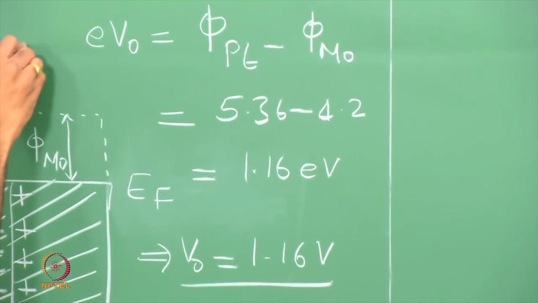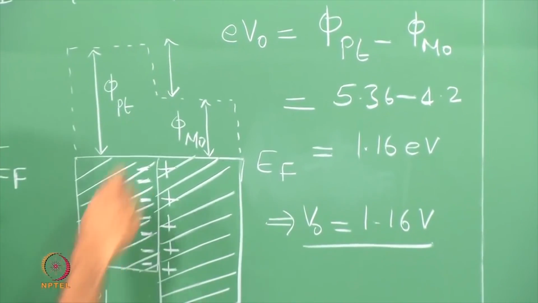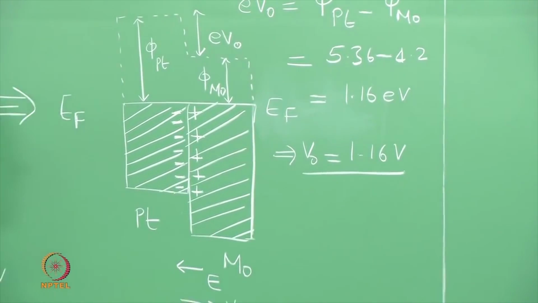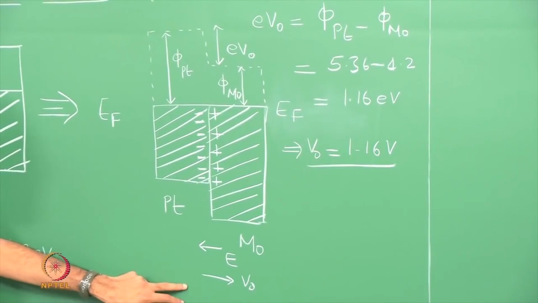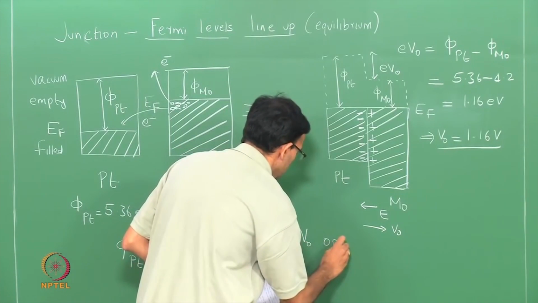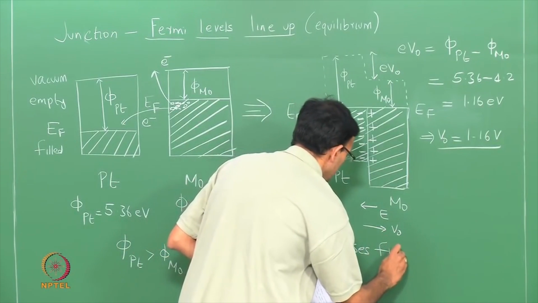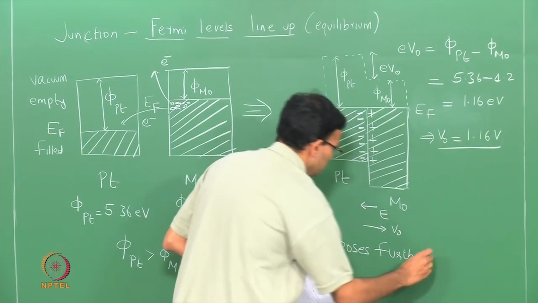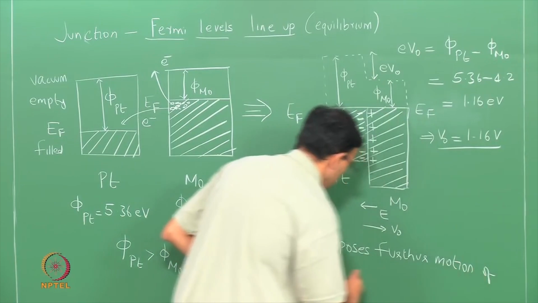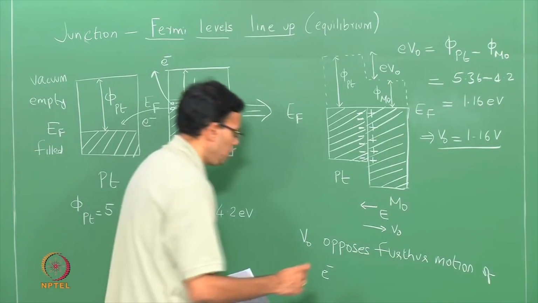So, we can depict the contact potential here, which is the difference between the work functions. So, this represents e V naught. This contact potential here opposes further movement of electrons, so that we have a junction that is in equilibrium.